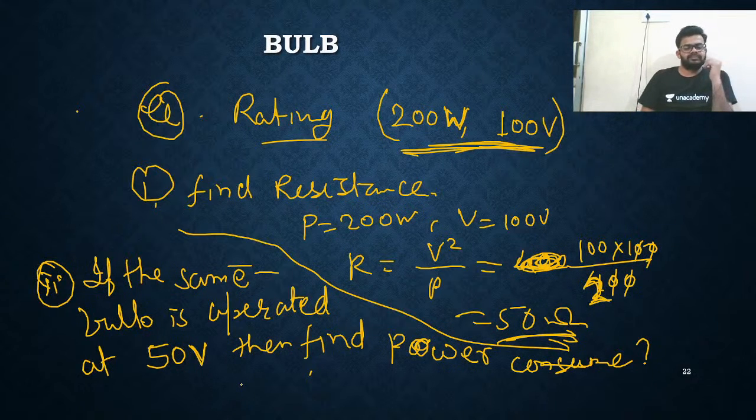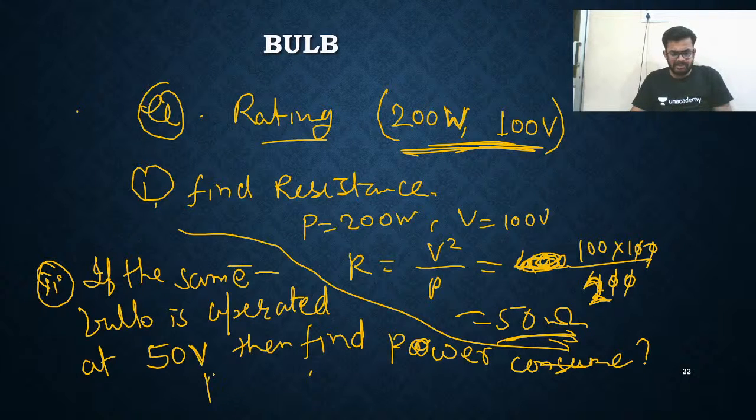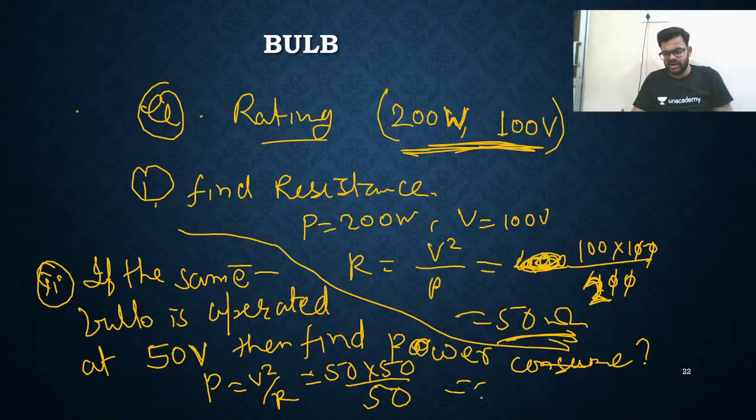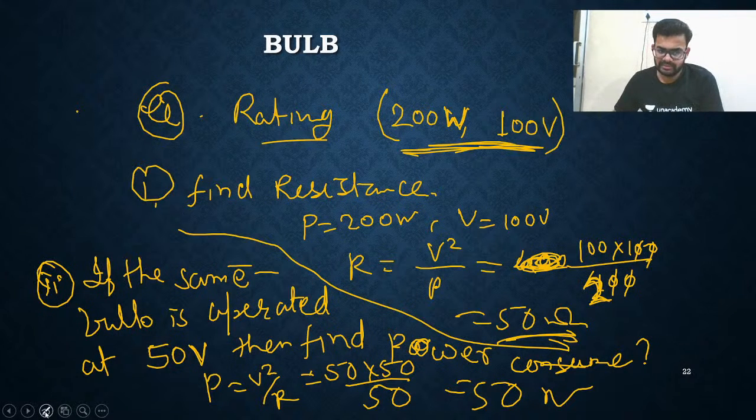Find the power consumed by the bulb if it is operated at 50 volt. Very good. Okay, Rajni gave the answer. So I will say P is equal to V square upon R. No problem. V square is 50 into 50 divided by 50. You are getting 50 watt. That's all. This is the answer. Very good. Very nice.